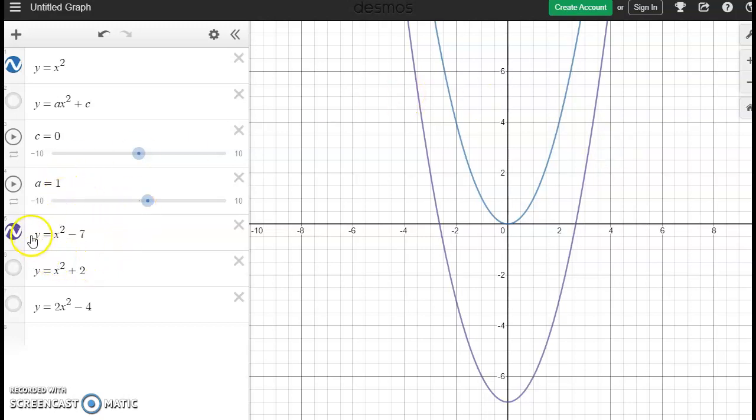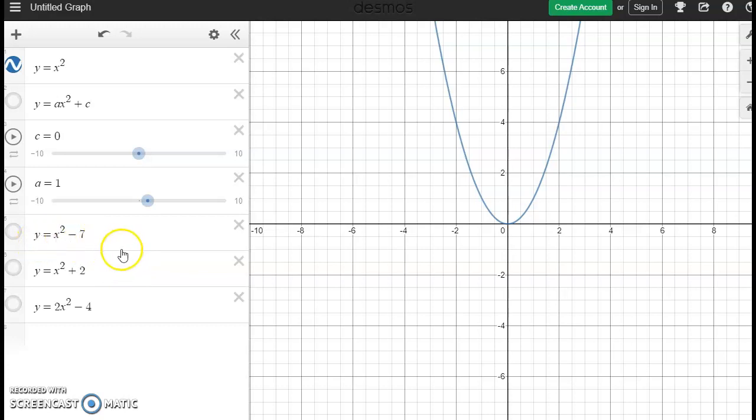Let's consider another example. Let's consider, instead of x squared minus 7, let's consider x squared plus 2. What do you think it's going to do? Obviously, it's going to move your function up 2 units. So again, let's go through that list of things that we talked about in the first lesson. The domain, all reals.